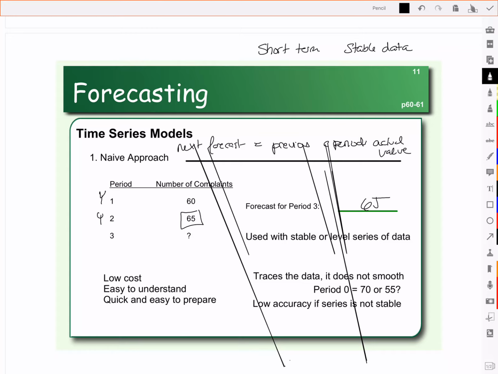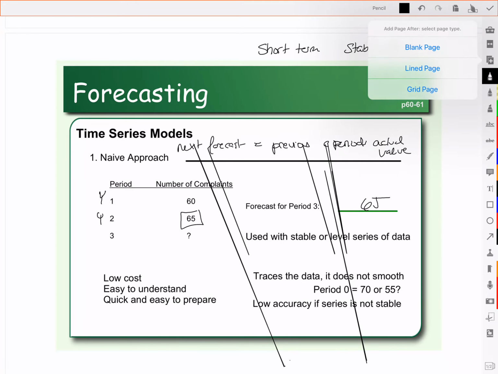The benefit of this is it's super cheap to do, right? Anyone can take the previous year's data. It's easy for everyone to understand. You know where that number came from. It's easy to explain to stakeholders. It's also very quick and easy to prepare, right? We just grab the previous number and we're done. Now, this forecast is appropriate if the data is stable.